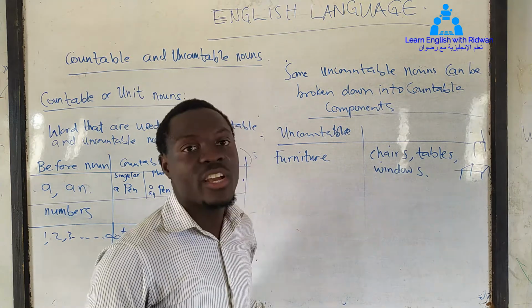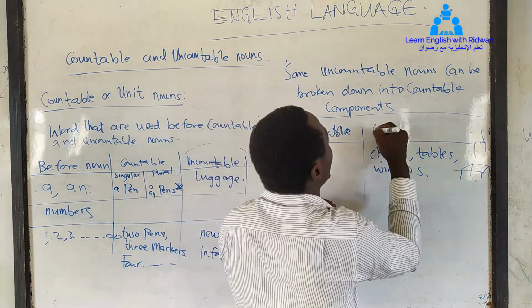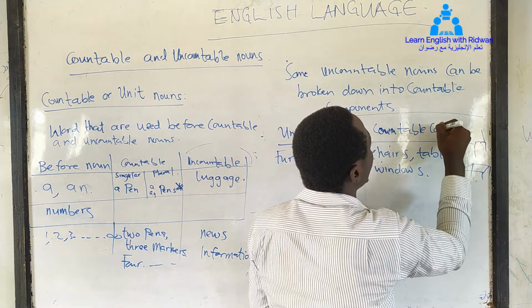So these are what we refer to as countable components for uncountable nouns. So these are countable components.